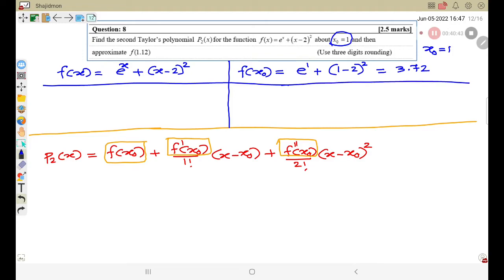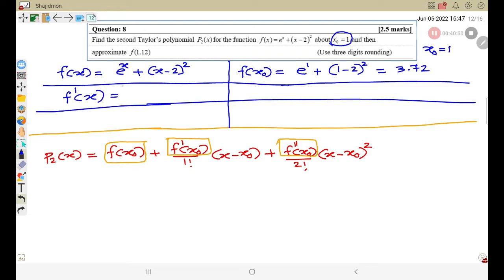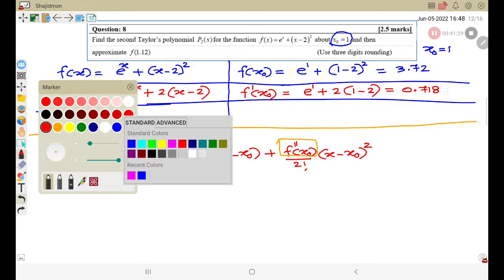Now after that, calculate the derivative values. F dash of x equal, what is the derivative? F dash of x, e power x derivative same as e power x, plus x minus 2 power 2 derivative 2 multiply x minus 2, correct? Now f dash value at x0 number, x0 number is 1. So e power 1 plus 2 multiply x number means 1 minus 2. You can check by calculator. This number you will get 0.718.